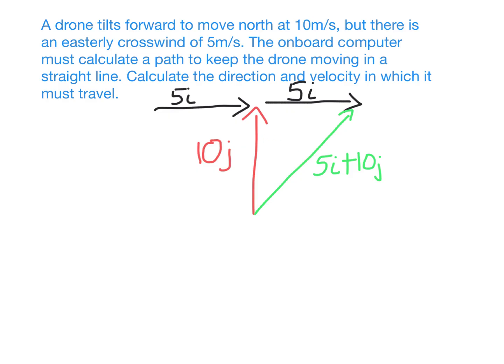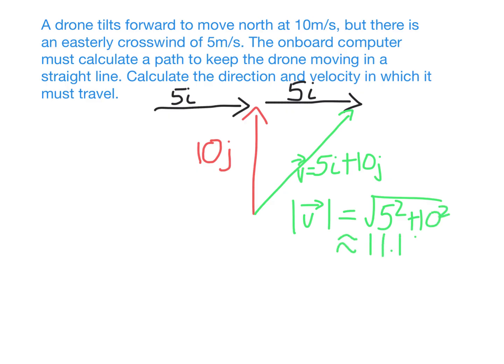So firstly, let's let this vector be v and let's calculate its magnitude. See, the drone can't just fly at 10 meters per second. It needs to go a little faster to overcome the effect of this wind. So how fast does it need to travel? Well, we just calculate the magnitude. It's the square root of 5 squared plus 10 squared, root 125. It's approximately 11.18 meters per second. So that's how fast the drone will need to travel.